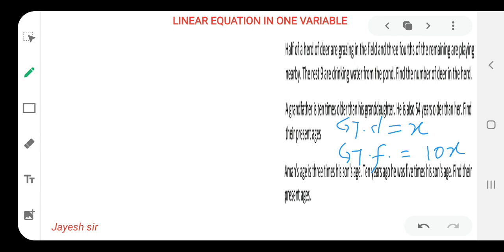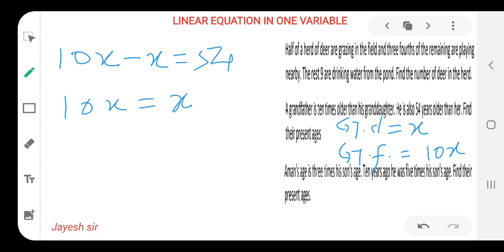Now what is given is the difference, that the grandfather is 54 years older than her. So we can do one thing: the grandfather's age is 10x, and if we subtract her age from this, we'll get the answer as 54. Or the other thing we can do is, 10x is her grandfather's age, and if we add 54 to her age, she will become equal to her grandfather. These are the two equations we can make.